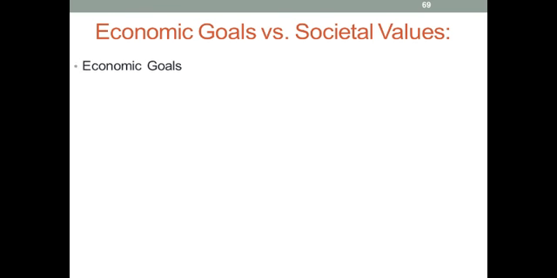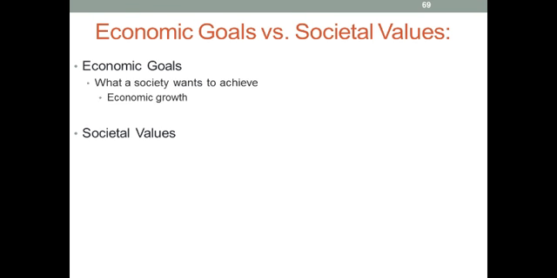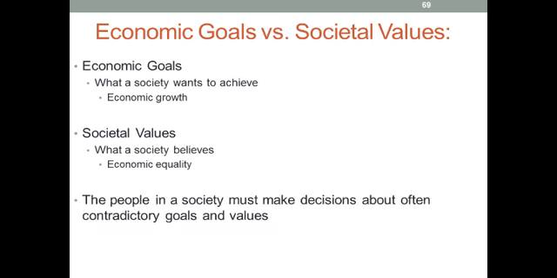All right, so economic goals versus societal values. Economic goals are what a society wants to achieve. For example, economic growth is usually a pretty good goal. We like to grow. Growing is good, right? So that's a key goal. But then we have these values, what we believe, and we also believe in economic equality. So how do we square this? How do we make economic growth and economic equality kind of work together instead of working against each other?